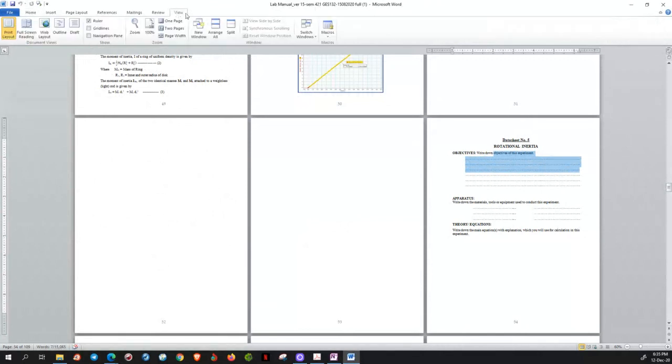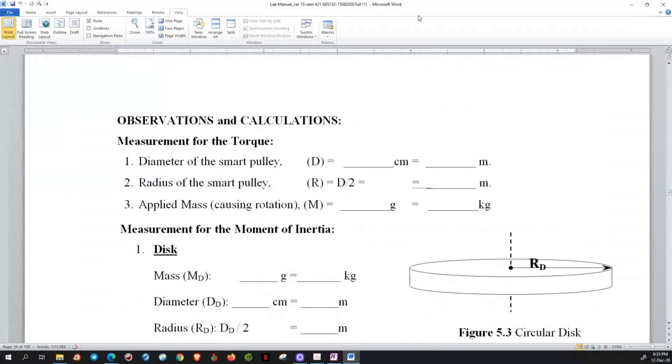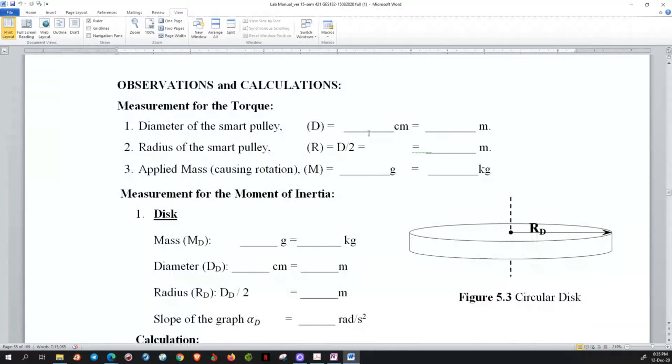Okay, again, I don't need to discuss the objectives, the apparatus, and the theory. Let's go to what you should do. Okay, number one, Shabab, you should be able to determine one thing here, the applied mass. You have to use 25 gram. Again, the applied mass has to be 25 gram. You have to convert it to kilogram. That means divide by 1000.